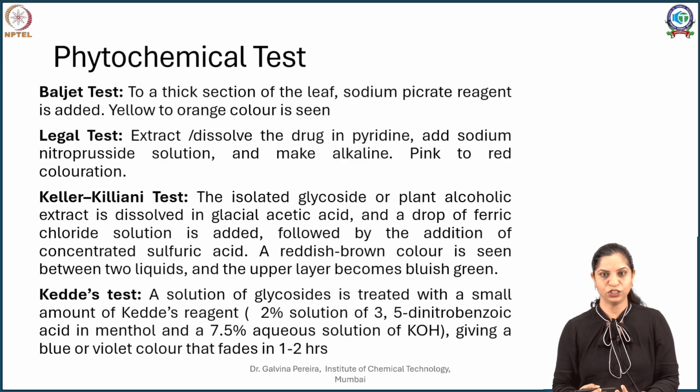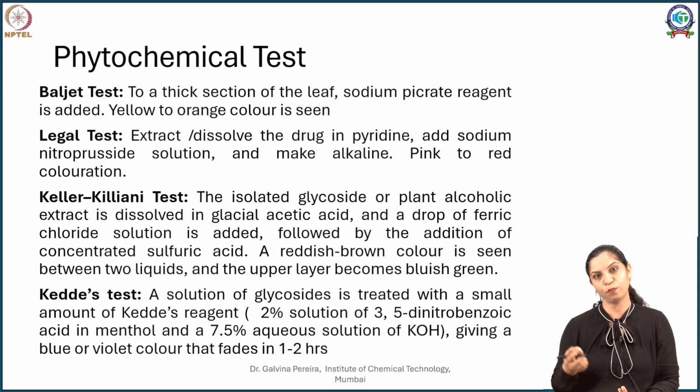One of the tests which can be used for detection is your Baljet test. Baljet test, you can do it on a leaf. You just take a very thick section of leaf, and to that leaf you can add sodium picrate directly. When you add sodium picrate directly, it gives you a yellow to orange color. Alternatively, if you don't have sodium picrate, what you can do is initially add a drop of picric acid, and then to that you add an alkali like sodium hydroxide. Eventually your picric acid will form a sodium picrate salt, and you will get the same thing.